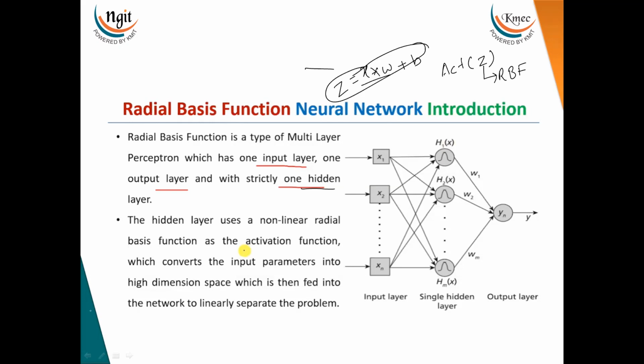Right? So what I'm going to do here, at the hidden layer, we use a radial basis function as an activation function, which is going to convert the input parameters into the high dimension space. So your RBF function will convert your input data into high dimension space, which is then fed into the network to linearly separate your problem. Okay, so this is the architecture of your RBF network. I hope it is clear to you.